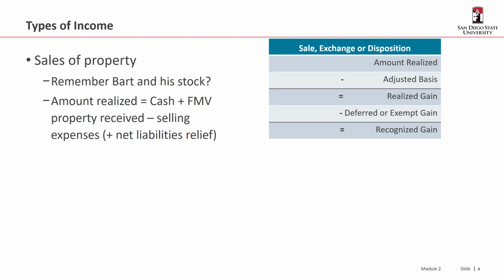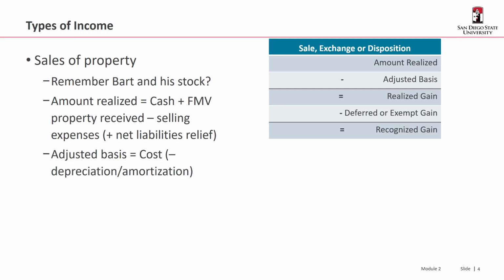So amount realized is the cash that Bart receives plus the fair market value of any property received, less any selling expenses, and then plus any net liabilities relief. So to the extent that the property was encumbered by some form of debt and Bart received some form of debt relief, that's also part of the amount realized. And we cover that in additional detail later in the course.